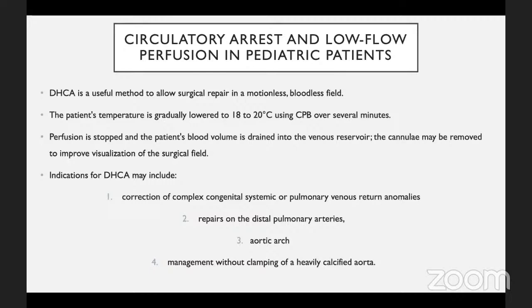DHCA is a useful method to allow surgical repair in a motionless and bloodless field. The patient temperature is gradually lowered to 18 to 20 degrees Celsius using cardiopulmonary bypass over several minutes, and the perfusion is stopped and the patient's blood volume is drained into the venous reservoir. The cannula may be removed to improve visualization of the surgical field. Indications for deep hypothermic circulatory arrest may include correction of complex congenital lesions or pulmonary venous return anomalies, repair of the distal pulmonary arteries, the aortic arch, and even management without clamping of a heavily calcified aorta in young children.